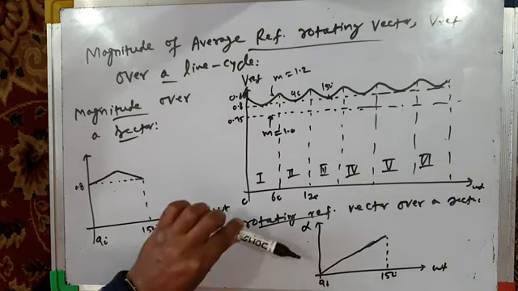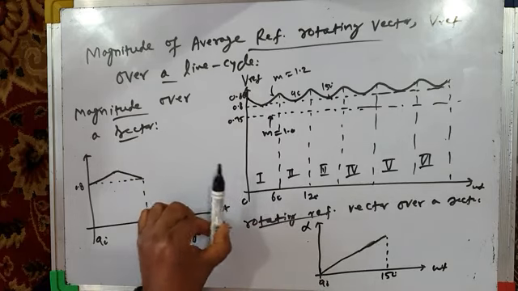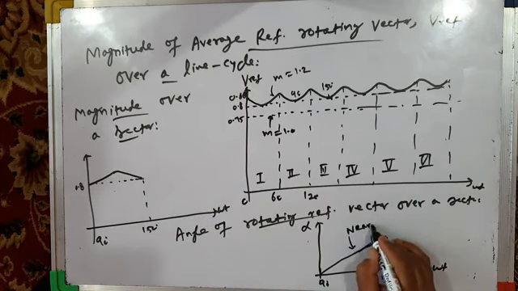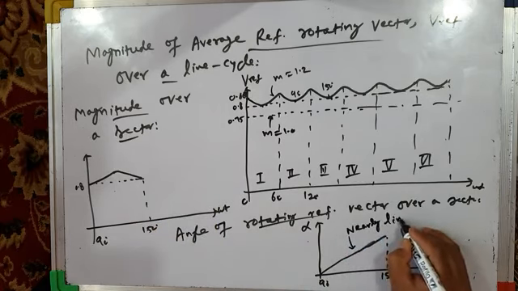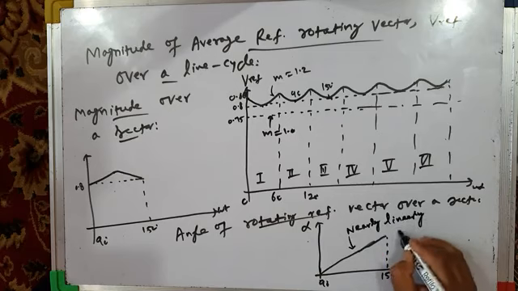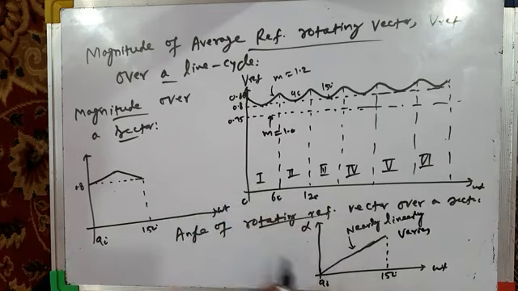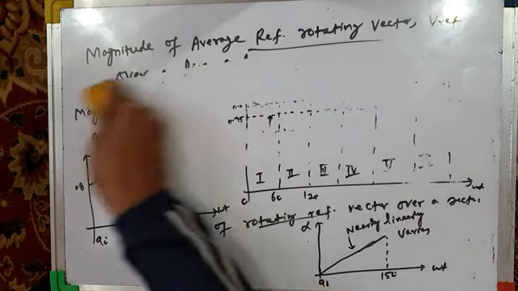Your rotating reference vector moves at a linear speed. You can see it is nearly linear. So the angle is nearly linear, which means your rotating reference vector moves at a constant speed. Its angle varies linearly over one sector and similarly over other sectors. So based on this, what is the average voltage vector applied to your load? Let us see the average voltage vector applied to the load.